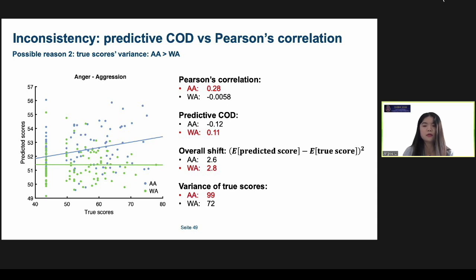Generally, we observed higher raw score variance and higher prediction shift in African Americans, even for the behaviors with consistent conclusions using predictive COD and correlation. But for those consistent behaviors, the larger prediction error in African Americans caused both lower predictive COD and lower correlation accuracy.